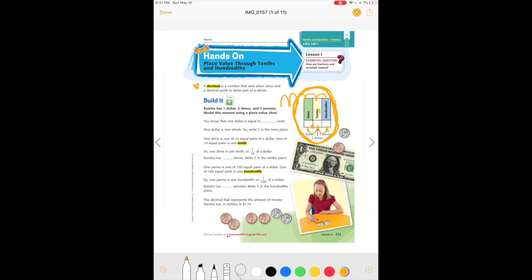Notice the decimal: there's a decimal between the ones and the tenths place. All right, those are very important things to remember as we move into this lesson. So let's jump in with Build It.